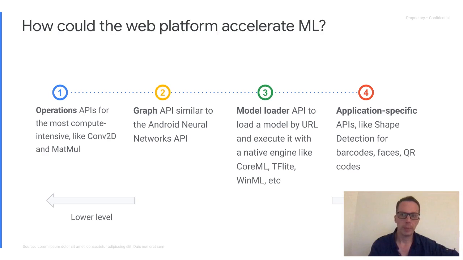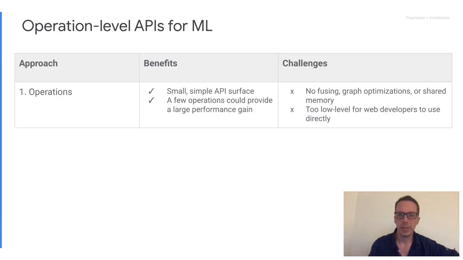We've already seen that operations, this is slide 11 now, can provide a large performance boost. They're small, simple APIs, which is great. We could add more low-level APIs to accelerate deep learning, like convolution, matrix multiplication. There's a limit to how much performance gain can be achieved looking at operations individually, though.